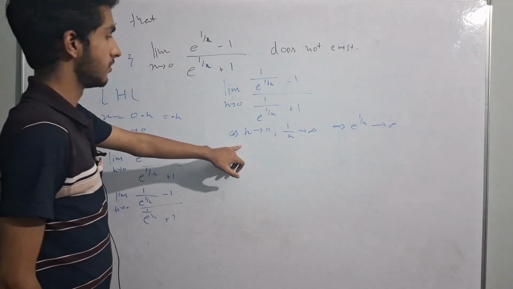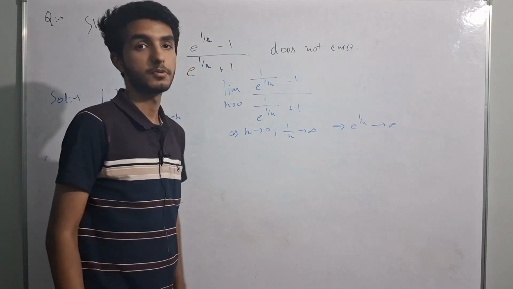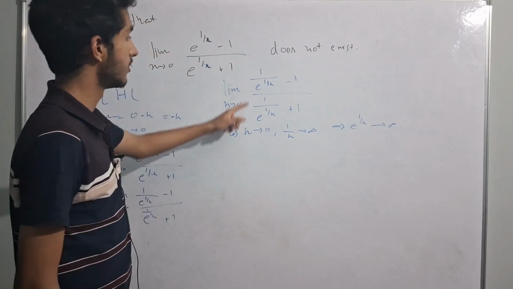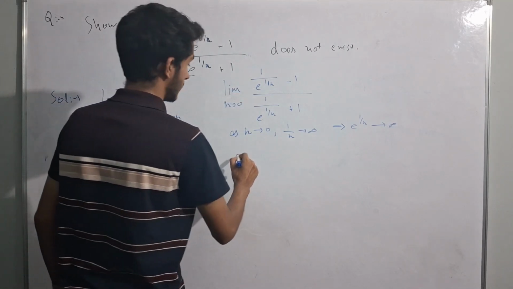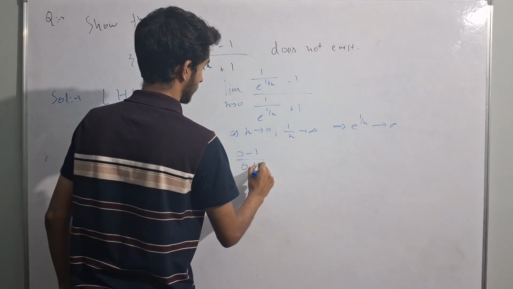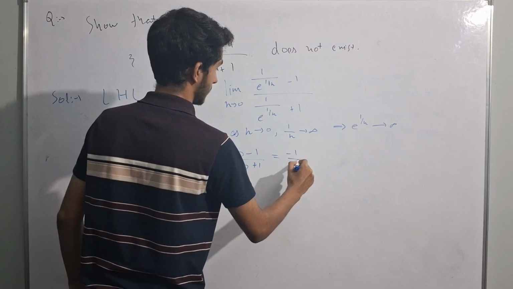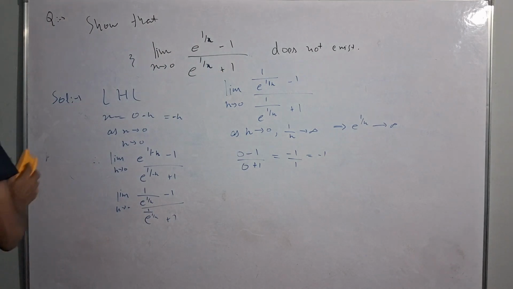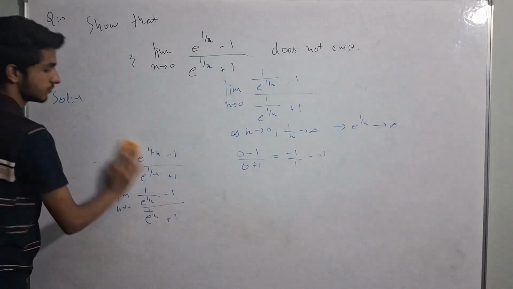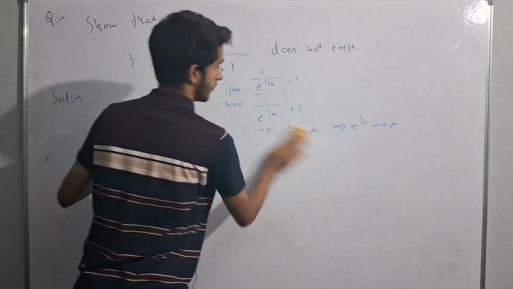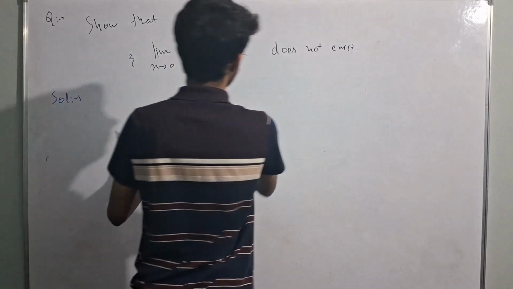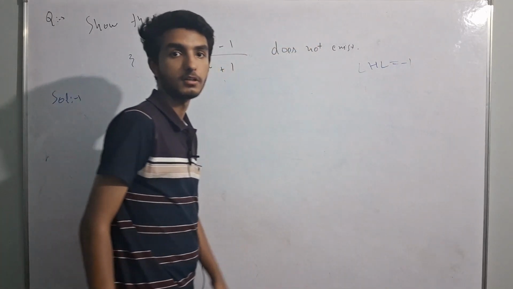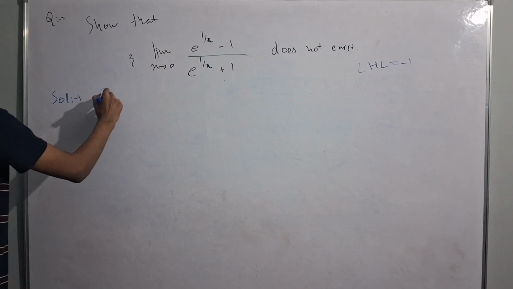So as h approaches 0, 1 by h approaches infinity, and e raised to power 1 by h would be e raised to power infinity, that would be infinity. So 1 by infinity is always 0. So we get 0 minus 1 upon 0 plus 1 is equal to minus 1 by 1, which is minus 1. So basically the left hand limit was equal to minus 1.